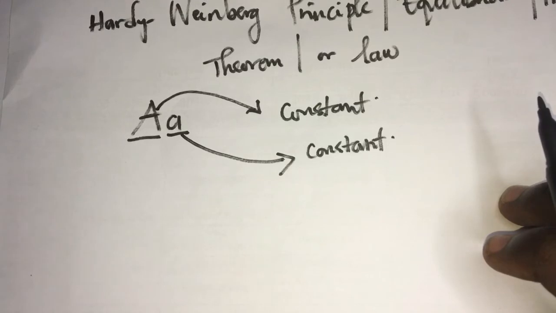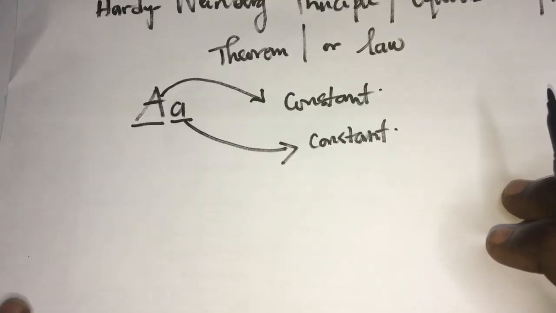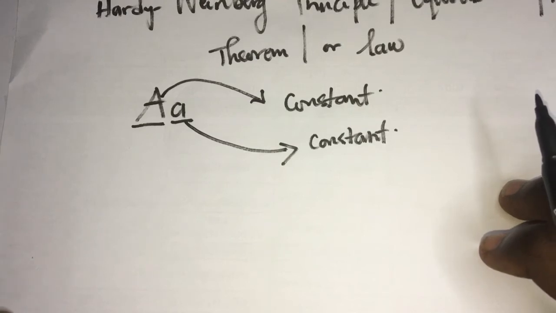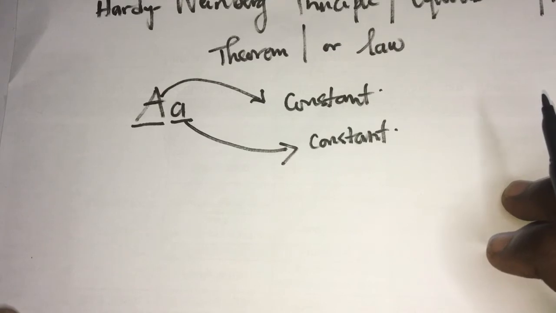Okay, they stated this principle based on some assumptions, because in a real population this is not really applicable. They stated this principle based on some assumptions. And what are these assumptions? There are about 5 of them.